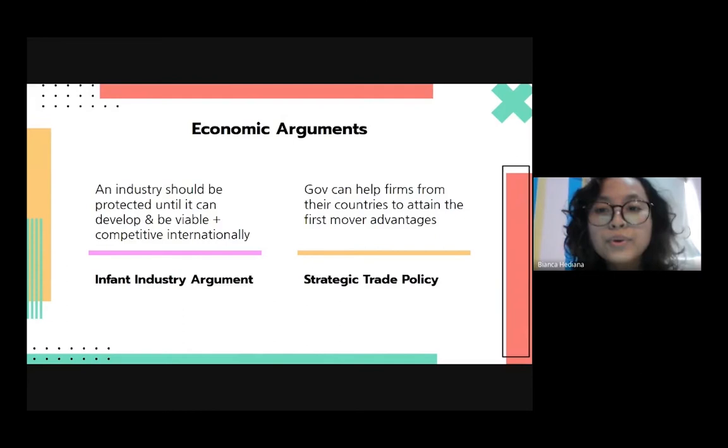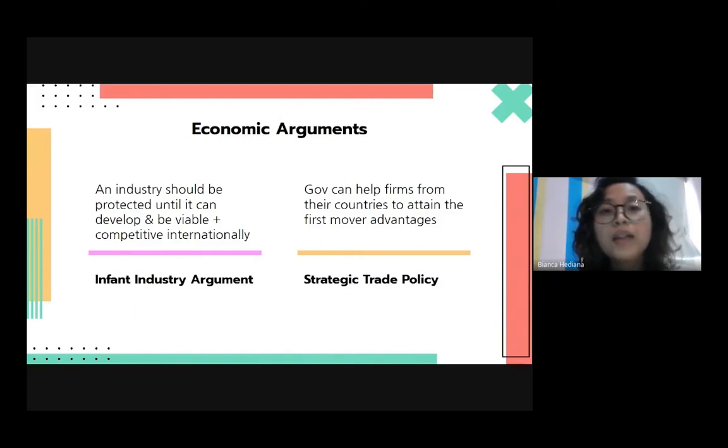So we have two big economic arguments that we are going to talk about right now. The first one is the infant industry argument. This argument is by far the oldest economic argument for government intervention. It was made by Alexander Hamilton, proposed in 1792. According to this argument, many developing countries have a potential comparative advantage in manufacturing. But new manufacturing industries cannot initially compete with established industries in the developed countries.